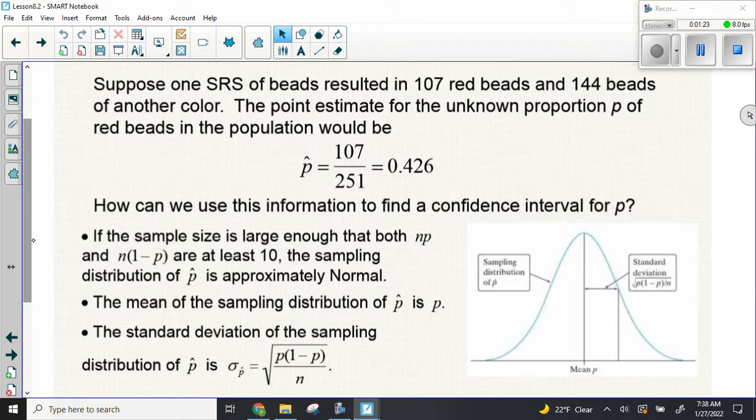we took random samples. So if you were to take some random samples of size 250, so there were 251 beads, and we took a simple random sample. It resulted in 107 red beads and 144 beads of another color. So that gave us a sample proportion of red beads of 107 over 251 total.